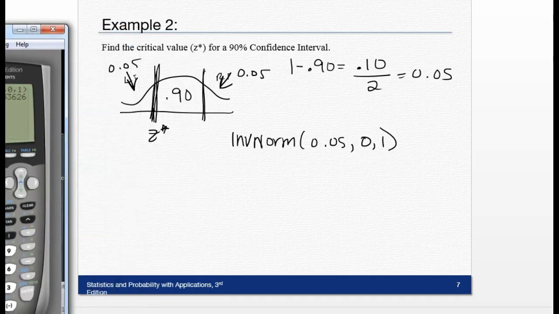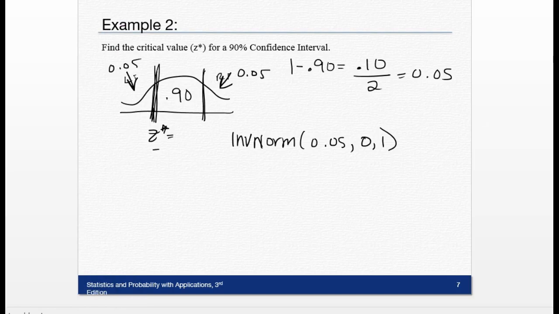Okay? So, negative 1.645. Now, honestly, we don't care about the negative, because if we had done it over here, found this z star, we would have gotten positive 1.645. So z star is the absolute value of whatever the calculator gives you. So it's just going to be 1.645 for a 90% confidence interval. And you would follow that same process to find any other percentage.